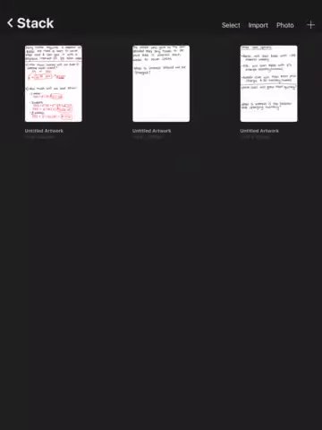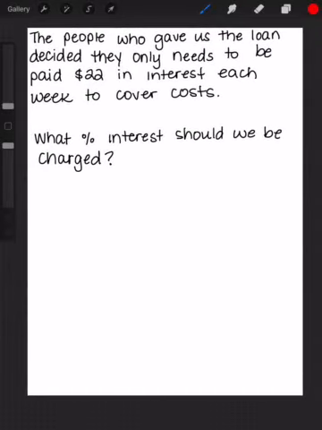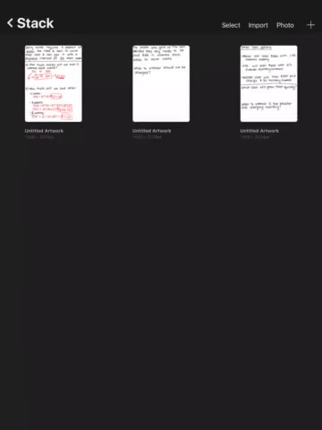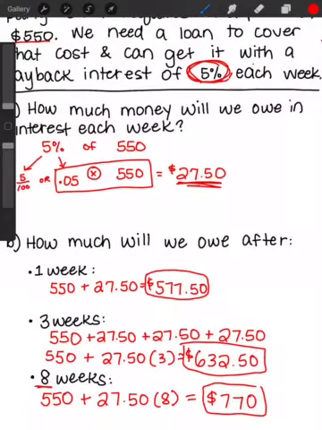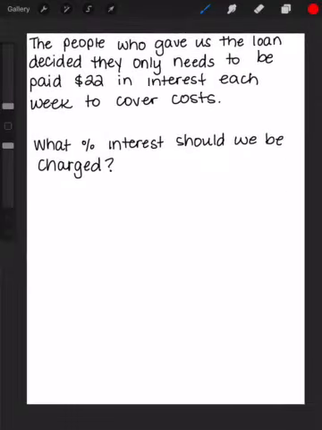All right, so let's take a look at the next part. The people who gave us the loan decided that they actually only need $22 paid back to them in interest each week. And we found out in the last problem that we are paying $27.50 if we go with the 5% interest rate that they told us. So obviously that 5% is too high. So we need to figure out what percent we actually need to pay them, since they're telling us we only need to pay $22 each week and not $27.50.